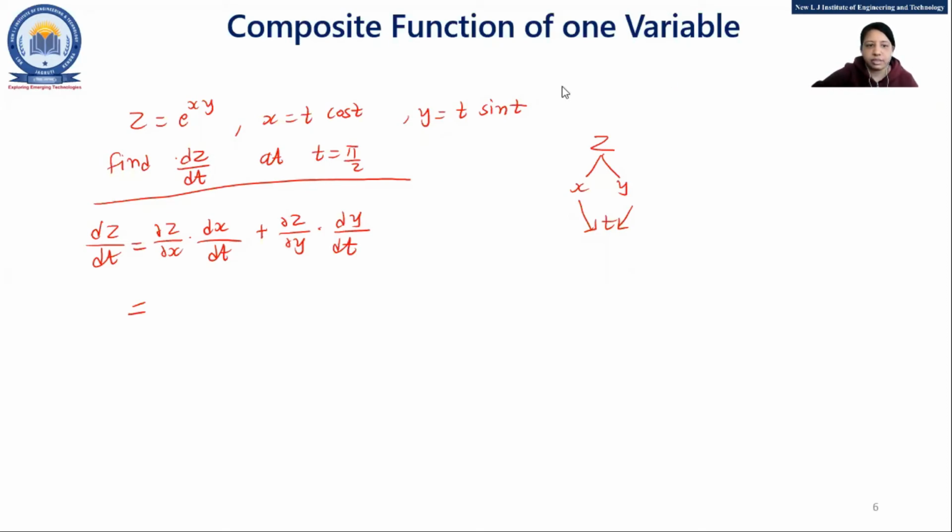Meanwhile, I'll check the chat box. Here you can find the things, right? Del z by del x. So your z is e raised to xy, so you have to consider that. Fine.